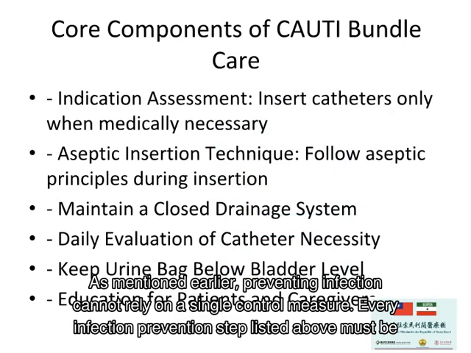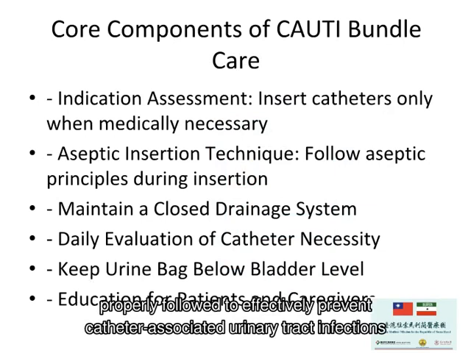As mentioned earlier, preventing infection cannot rely on a single control measure. Every infection prevention step listed above must be properly followed to effectively prevent catheter-associated urinary tract infections.